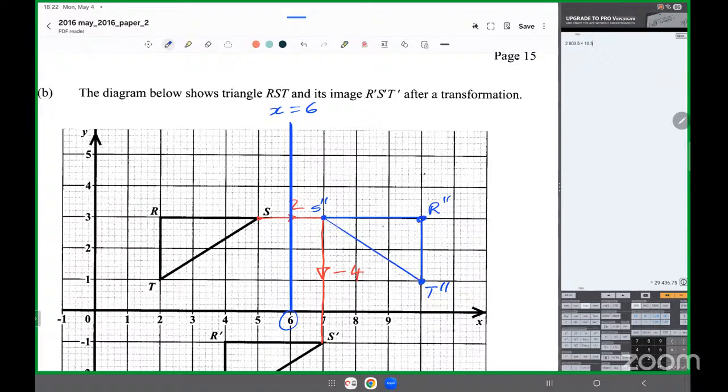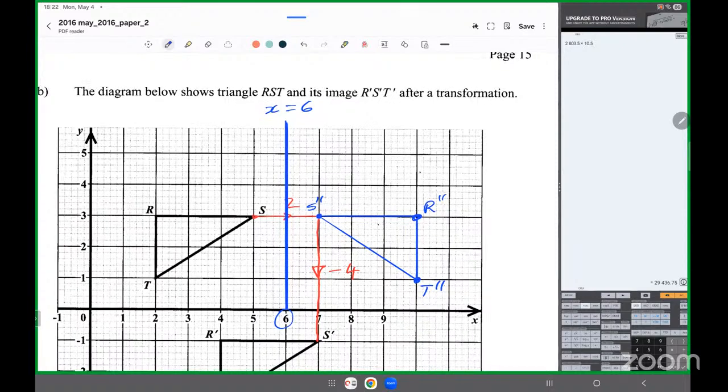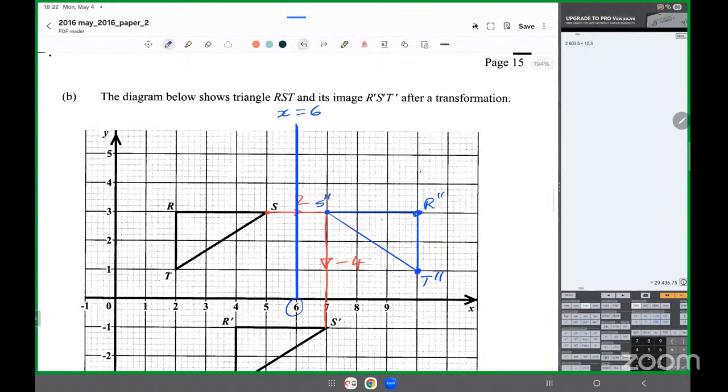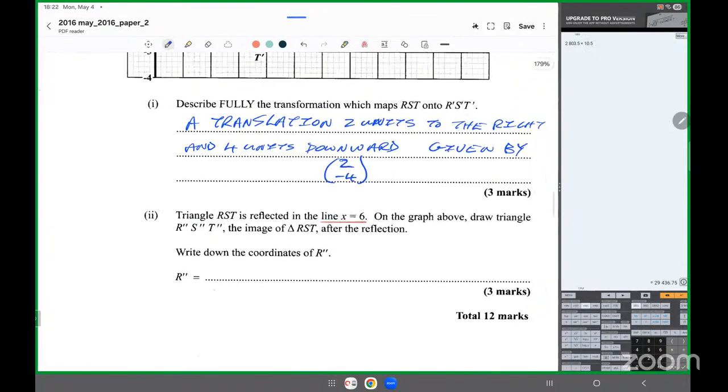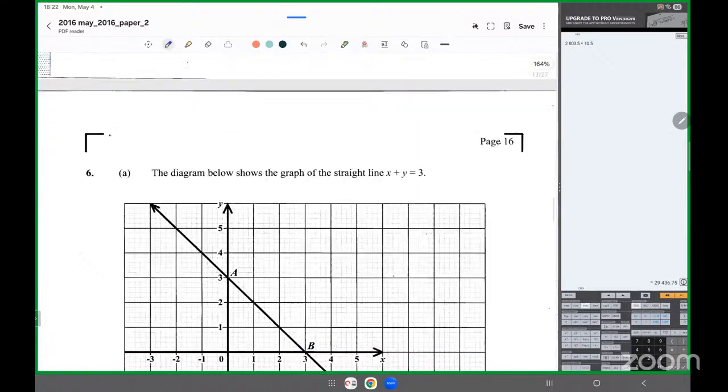That is it. All right? That's the triangle. Let's write the coordinates of R. R is the point (10, 3). So R double prime is the point (10, 3). Beautiful. Let's continue.